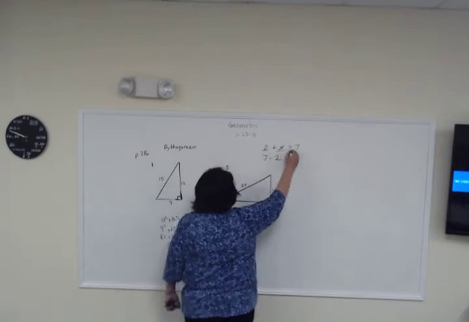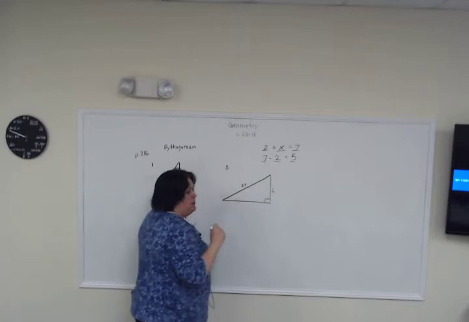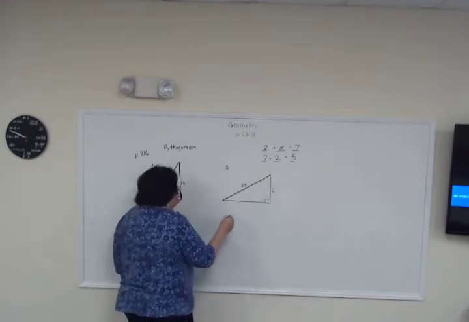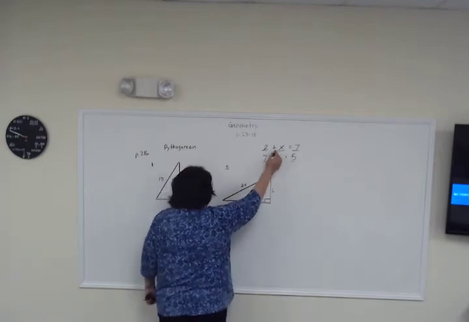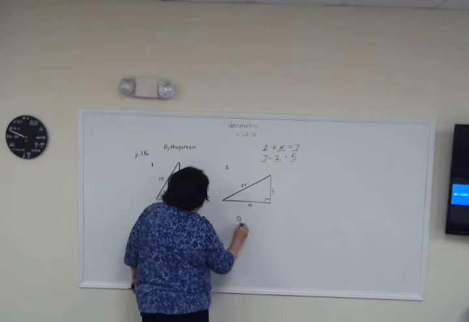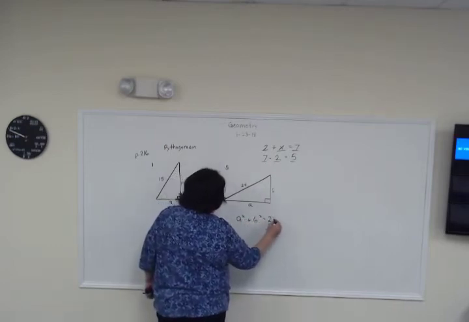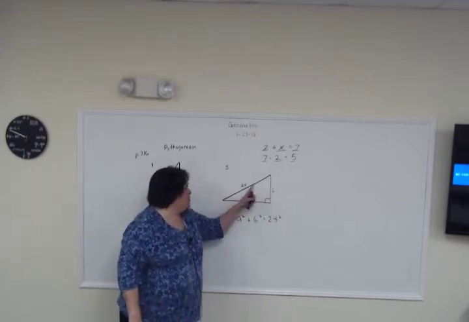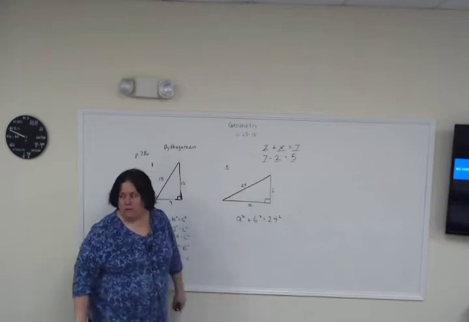Part plus part equals whole. Whole minus one part equals the other part. Marissa, does that make sense? Okay, so now we see if we call this A and this B, it doesn't matter which one's A and which one's B. We can say A squared plus 6 squared equals 24 squared, right? A squared plus B squared equals C squared.